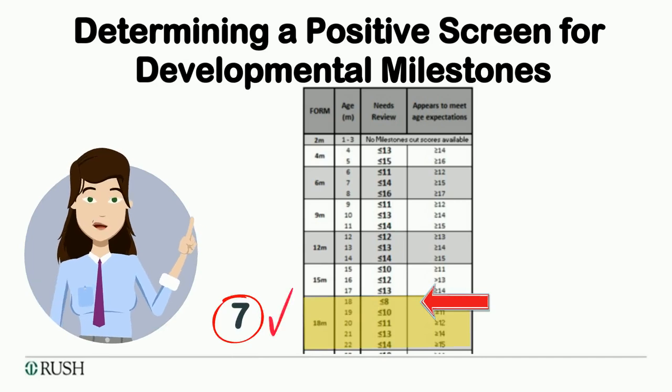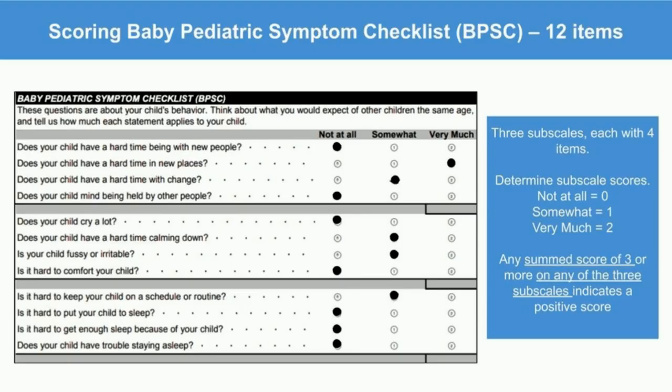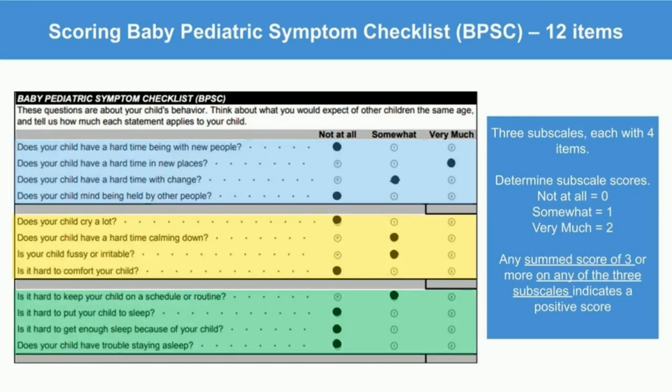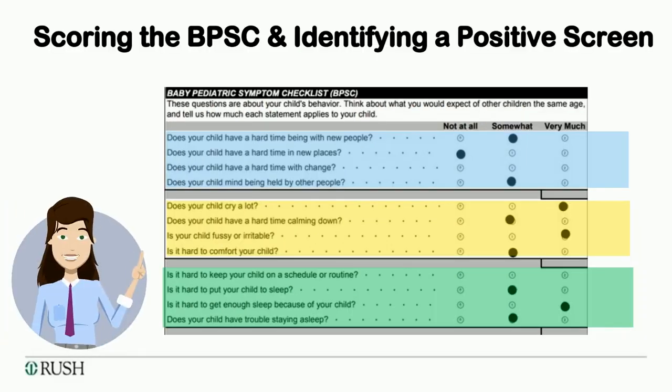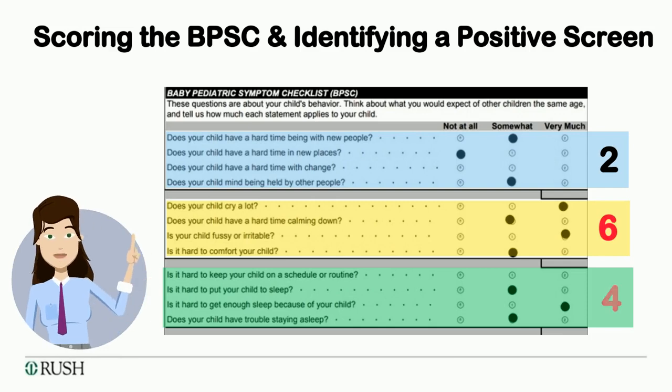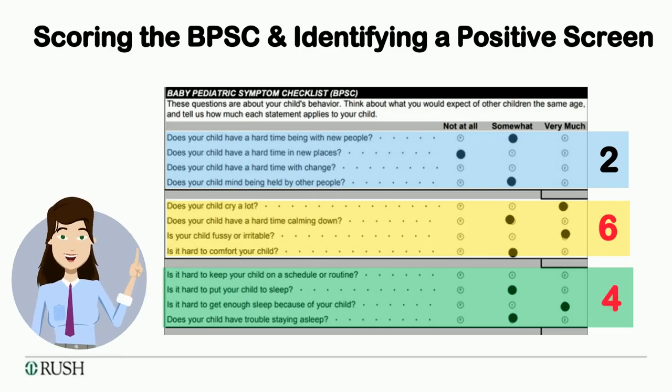The Baby Pediatric Symptom Checklist is a 12-question module that assesses a child's social-emotional functioning using 3 subscales: social anxiety, irritability, and sleep. If we were to score this example, the child would receive a score of 2 for the first subscale, 6 for the second subscale, and 4 for the final subscale. Since the child received a score of 3 or more in the second and third subscales, this would indicate a positive screen.